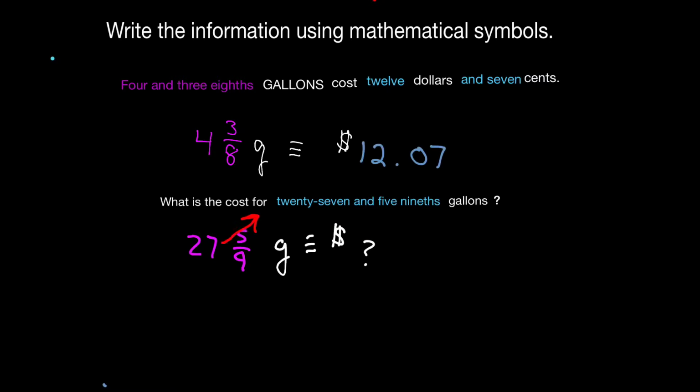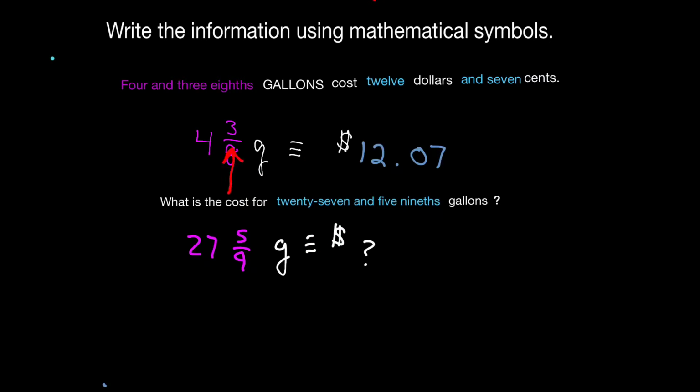Writing the information for this question using symbols, we have 27 5/9 G, remember, is the abbreviation for gallons, is equivalent to what cost. We have not worried at all about what the fractions are and what the decimals are. We're just writing down information and paying attention to what's being counted. We're counting gallons and we're referring to money.